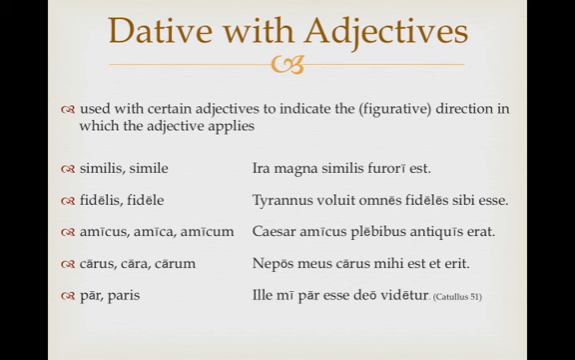Nepos meus carus mihi est et erit. So my grandson is and will be dear to me. The mihi here is the dative. And then this last one's actually an example from a Catullus poem, Catullus 51. Ille mi par esse deo videtur. So he seems, me is actually a contraction of mihi, so that is dative. He seems to me, esse, to be par, equal to a deo, a god.